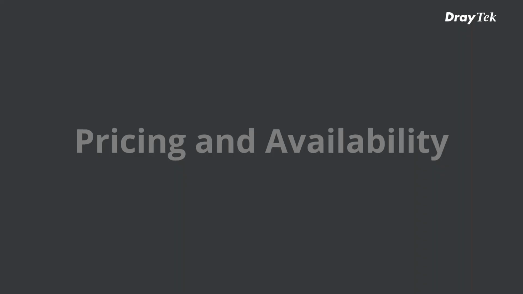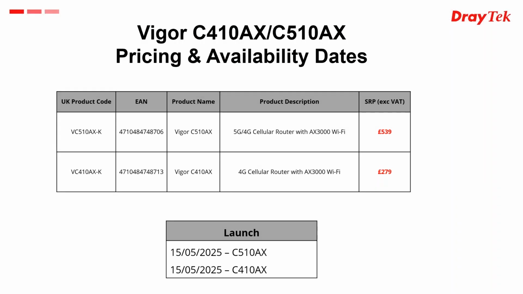Maybe I can quickly cover some pricing and availability. So the 2 routers we have just covered today, at the price you can see on the screen, it says SRP plus VAT, and the 5G and 4G models should be available from today, 15th of May 2025.